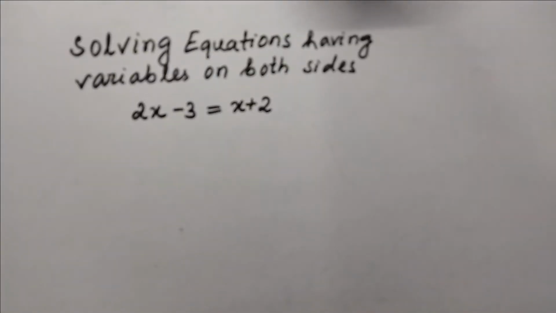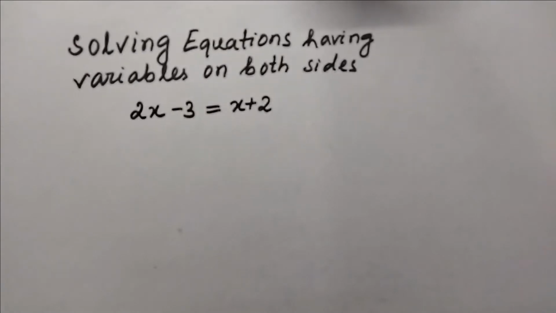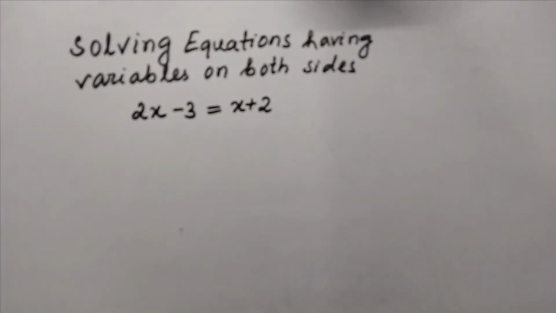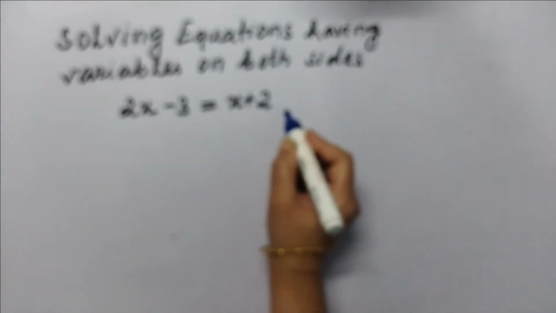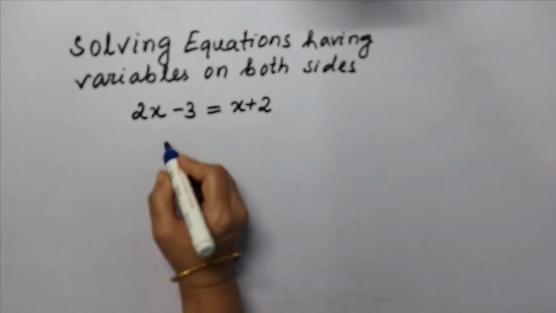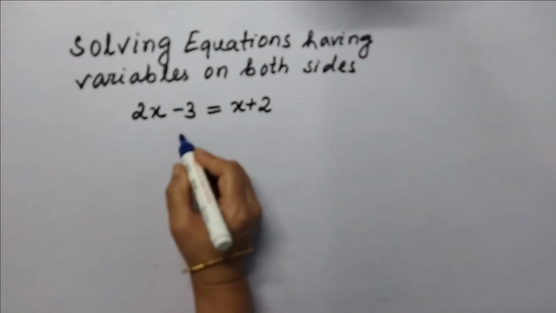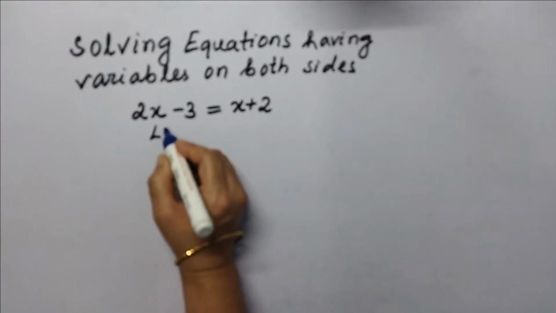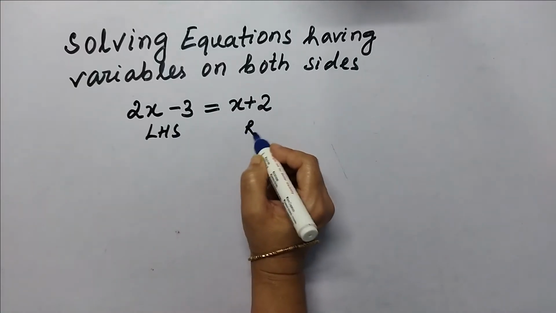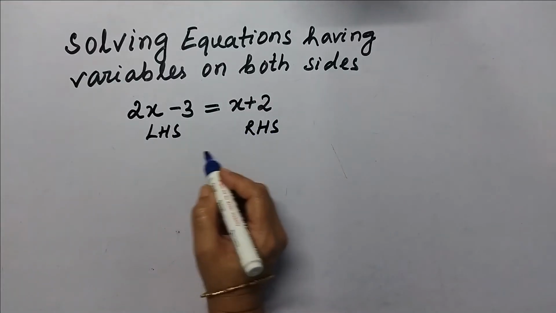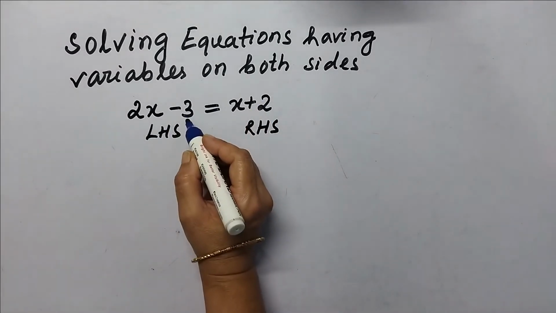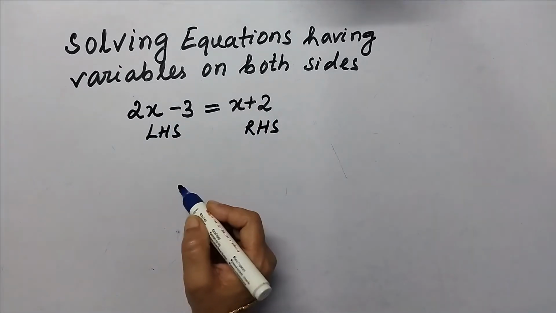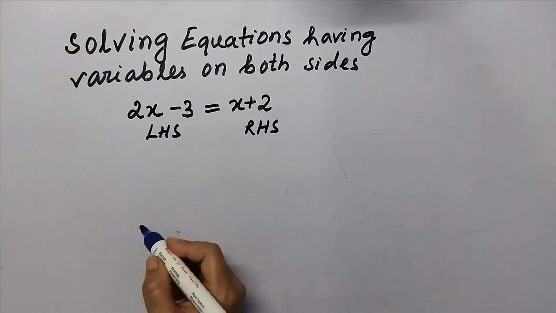Hello students, in this class we are going to solve equations having variables on both sides. Already we have learned how to solve equations and what the methods are. When we solve any equation, we always have to bring the variables to the LHS part. This is the LHS part and this is the RHS part. When solving an equation, first check which side the variables are present. Here variables are present on both sides.